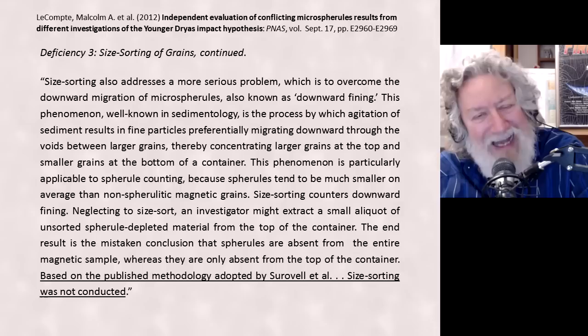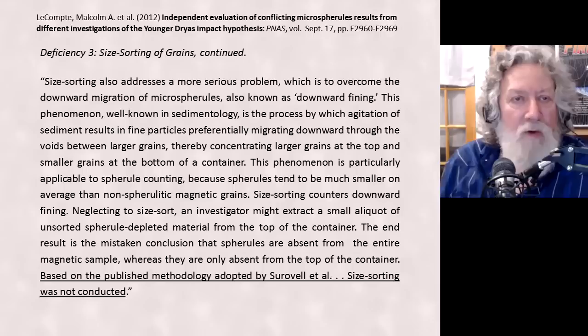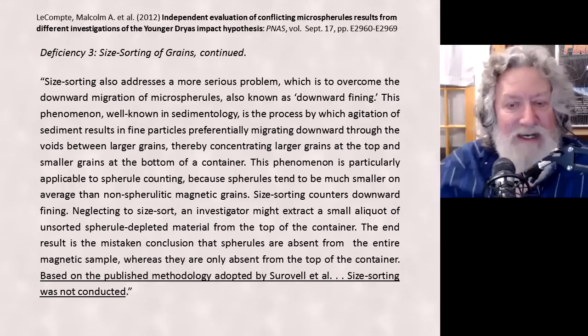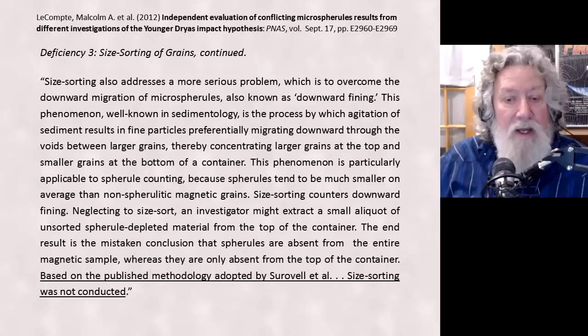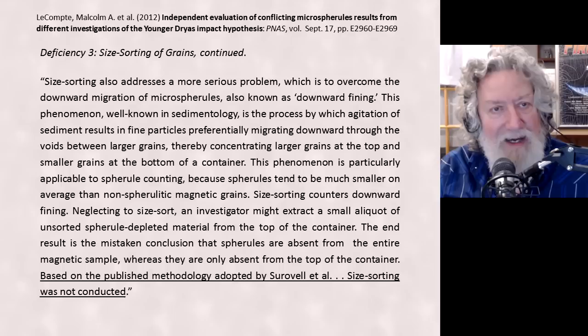Neglecting to size sort, an investigator might extract a small aliquot of unsorted spheral-depleted material from the top of the container. The end result is the mistaken conclusion that spherals are absent from the entire magnetic sample, whereas they are only absent from the top of the container. Based upon the published methodology adopted by Surovell et al., size sorting was not conducted.